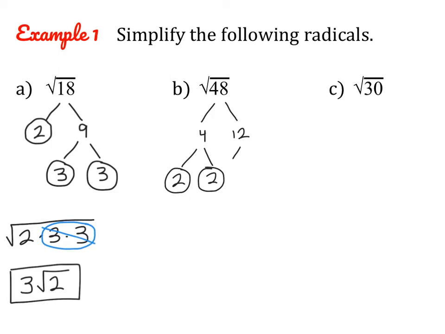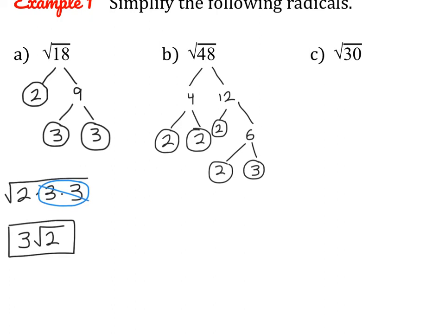Okay, let's see. 12, let's do 2 times 6, and 6 can be factored a little bit more, 2 times 3. So now I'm going to take those 5 prime factors that I've circled, and I'm going to list them inside my radical. So 2 times 2 times 2 times 2 times 3. And if you did this multiplication, it should equal 48. Now here you'll notice that I have 2 pairs. I have a pair of 2s here and another pair of 2s.